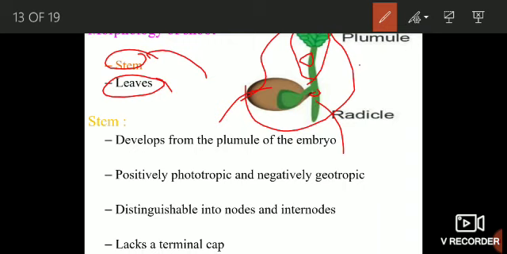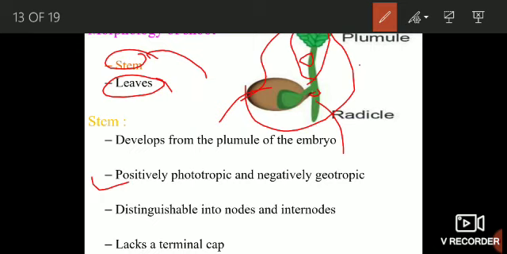You have to remember this. The plumule gives rise to the shoot of the future plant body. And stems are positively phototropic and they are negatively geotropic. That means stems usually move towards the source of light, and in rare cases it has been found that stems remain underground. Otherwise, they are negatively geotropic. They move away from the soil.